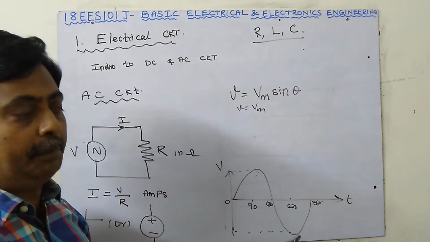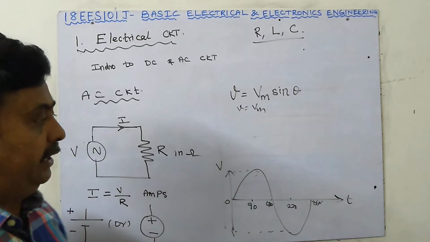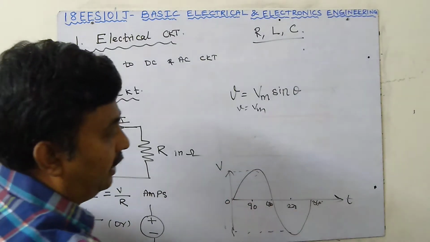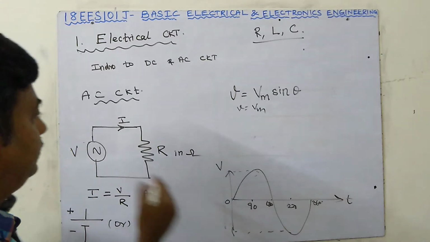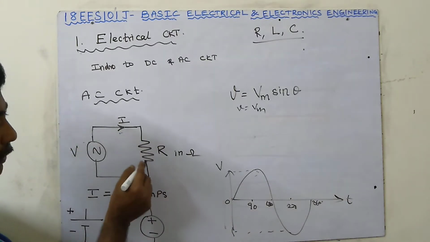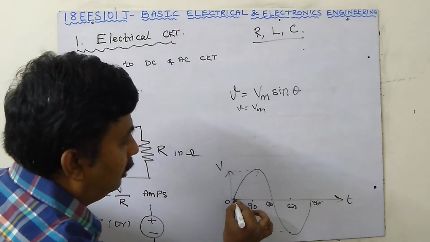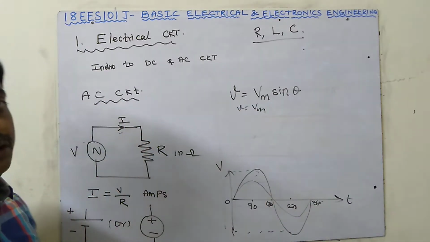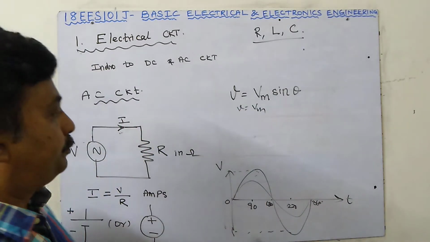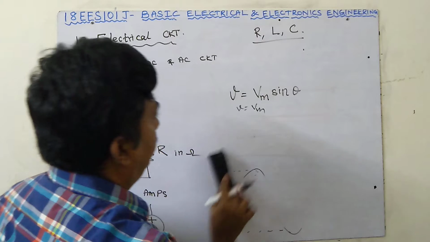In DC, if you give supply, the current also follows the constant supply. Here the voltage will be sinusoidal in nature. If voltage is sinusoidal in nature, the current which is produced, which is flowing through the resistor, will also be sinusoidal in nature. So this is the equation, voltage equals sinusoidal.